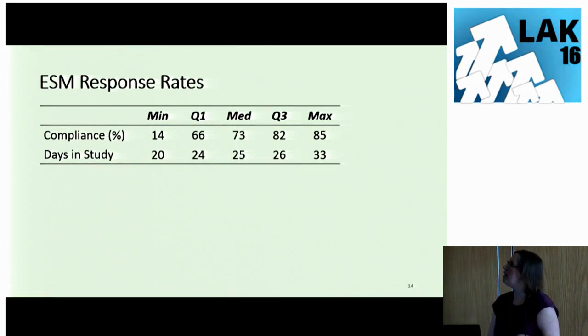So overall, the compliance, so the percentage of samples that they submitted, was quite high, and I could use 11 of the 12 participants. One of them I'd removed, and they were in this study between 3 weeks and 33 days, so only the one was removed.